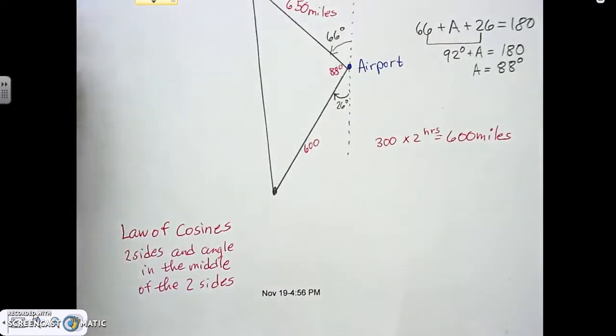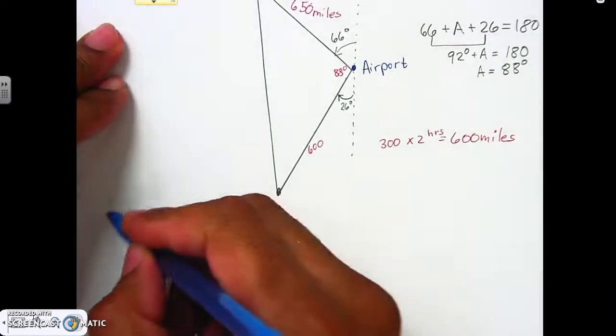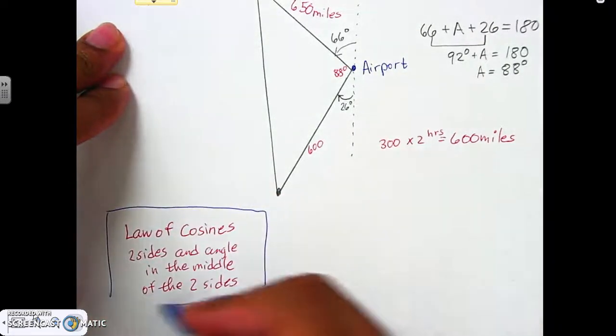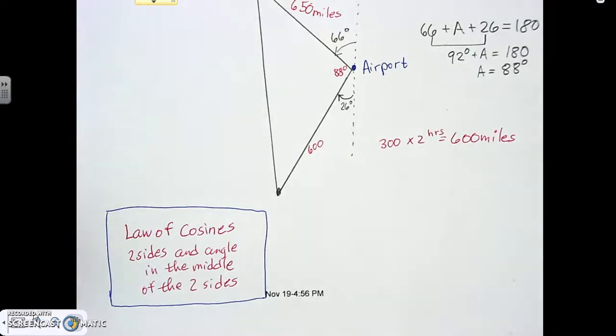Okay, so that's important to know. We use the law of cosines because we have two sides and an angle, and that angle is in between the two sides. Nothing matches up here, no sides and angle match up. So that means we have to do the law of cosines.